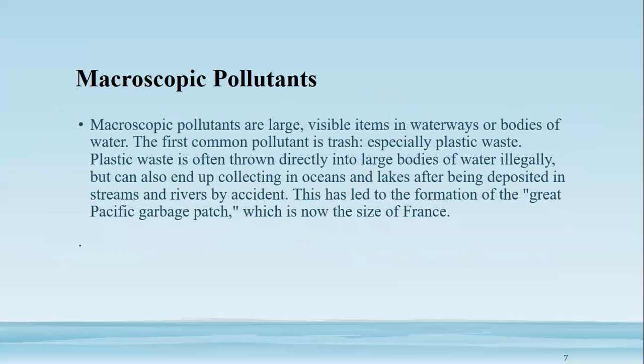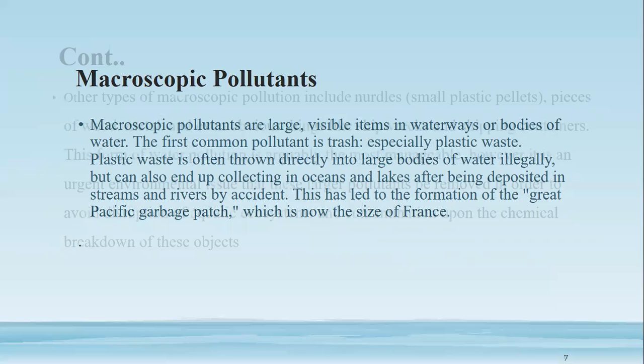Macroscopic pollutants are the large visible items in waterways or bodies of water. The first common pollutant is trash, especially plastic waste. Plastic waste is often thrown directly into large bodies of water illegally, but can also end up collecting in oceans and lakes after being deposited in streams and rivers by accident. This has led to the formation of the Great Pacific Garbage Patch, which is now the size of France.